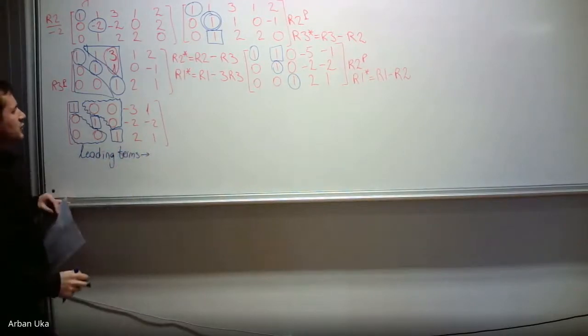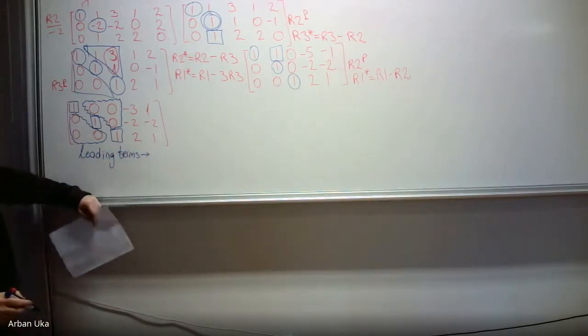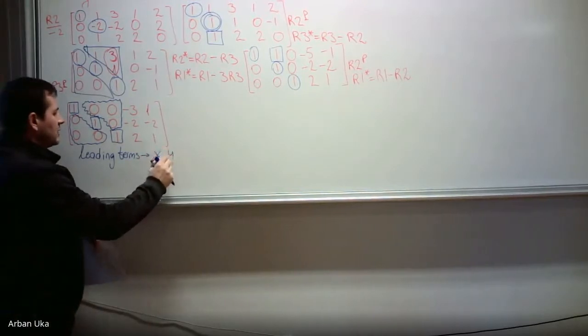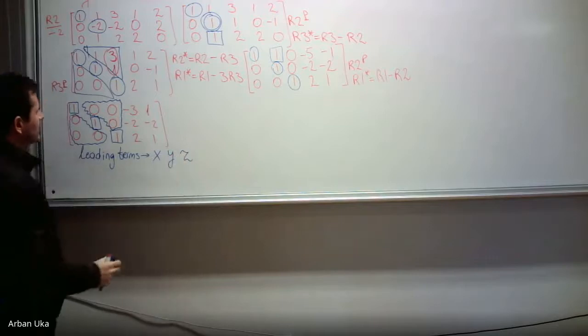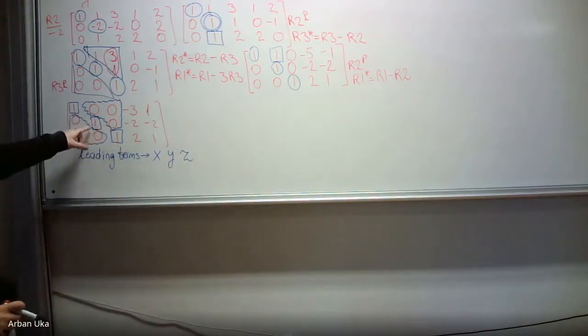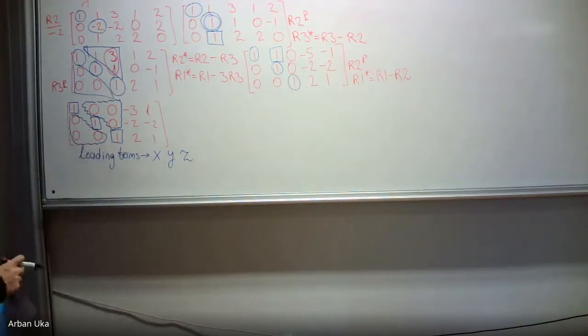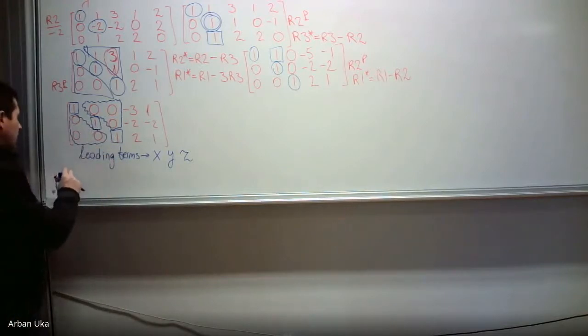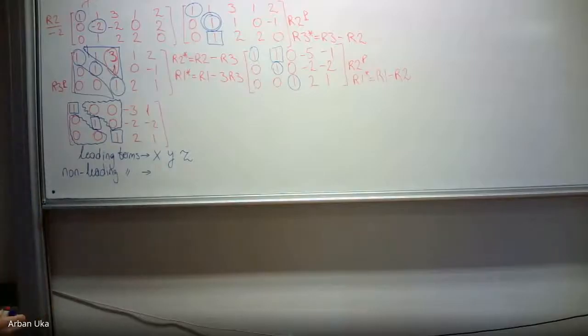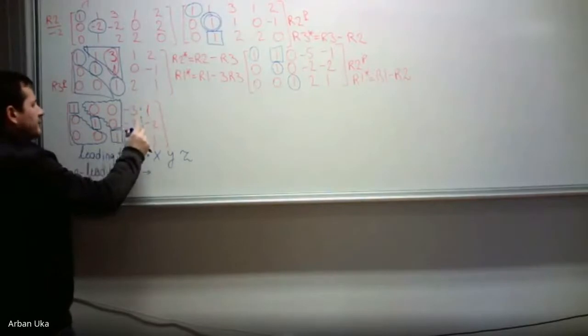Leading terms, which ones are the leading terms? The leading terms we have here are x, y, and z. These are the rows that correspond to these variables. Now, which one is the non-leading term? W. That's right.